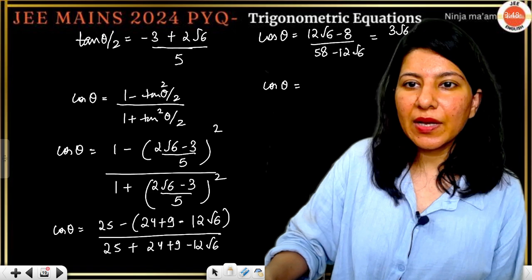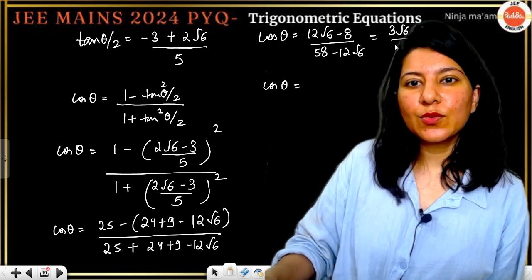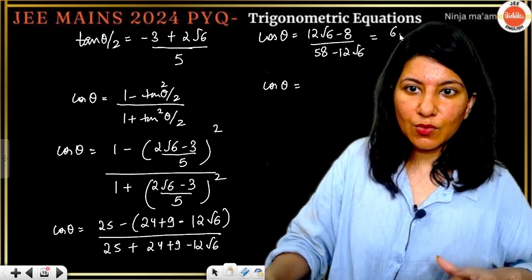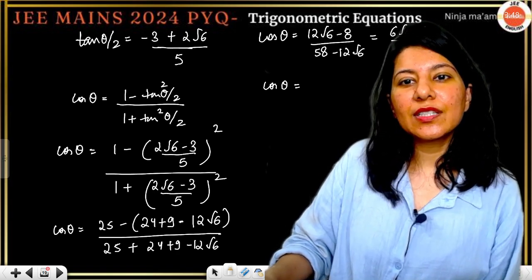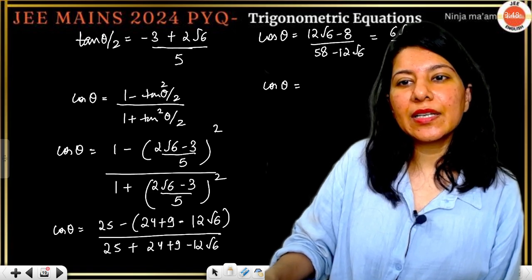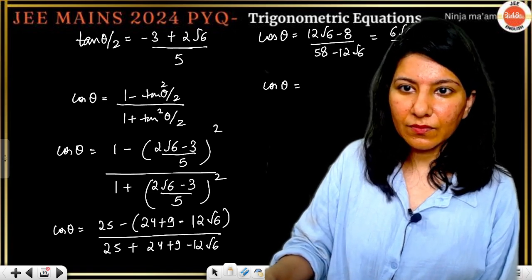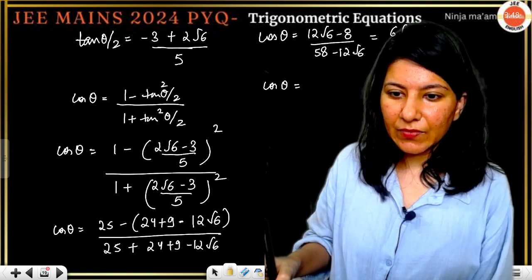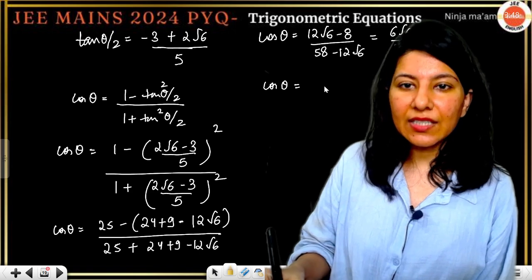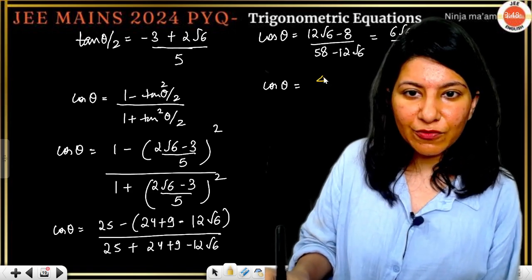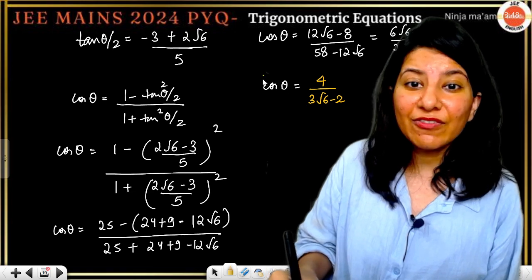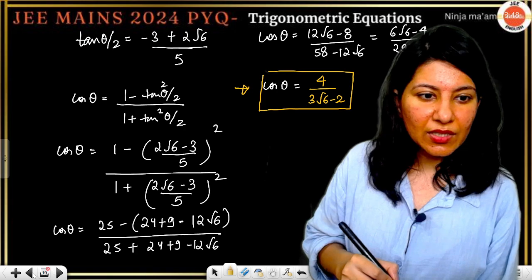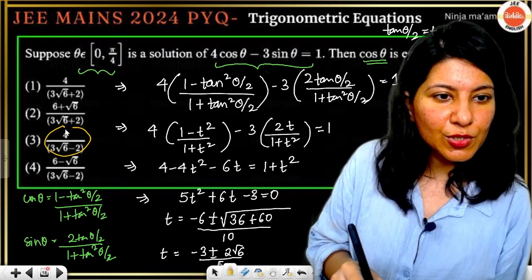For 3 root 6 minus 2 upon, this is going to become, okay, not 3, 2 you can take common. 6 root 6 minus 4 upon, this is going to become 29 minus 6 root 6. Okay. All right. So this is your cos theta value. And if you factorize it, further solve it, you will get 4 upon 3 root 6 minus 2 as the final value. So this is your cos theta value and it is matching with 3 root 6 minus 2, which is option C.